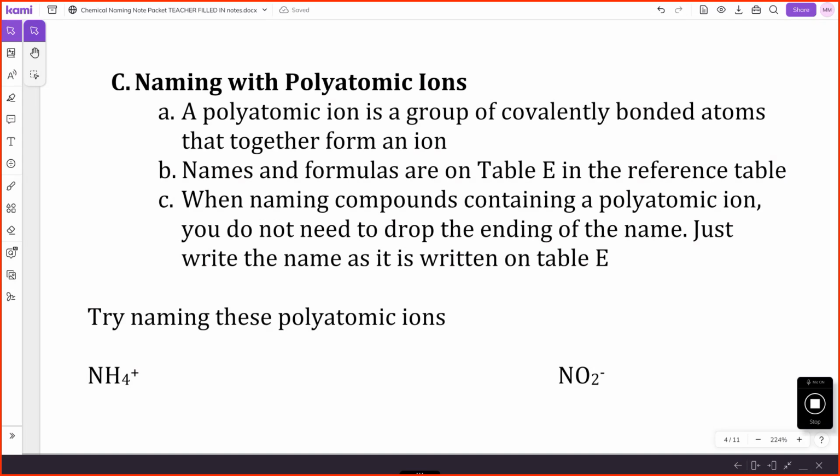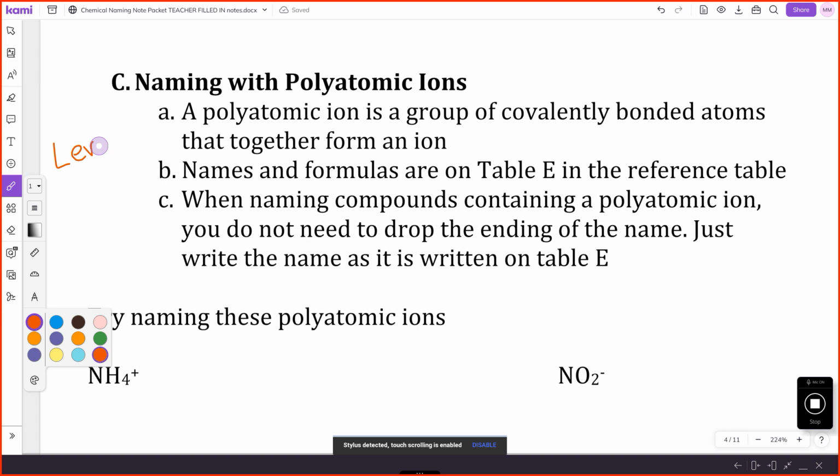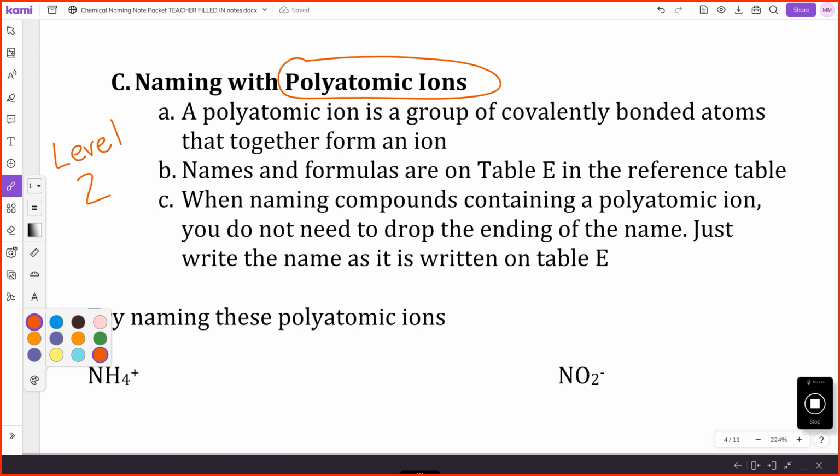All right, welcome back to the next video of naming and formula writing. This will be a lesson that is explaining level 2 of naming and formula writing. And the reason it's level 2 is we're adding a new dynamic that is called polyatomic ions. If you haven't watched level 1, I suggest you go back and watch that because we're going to skip over a lot of the introductory pieces of how to do this.